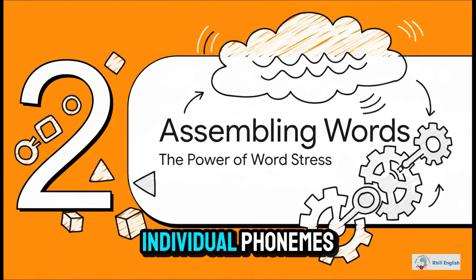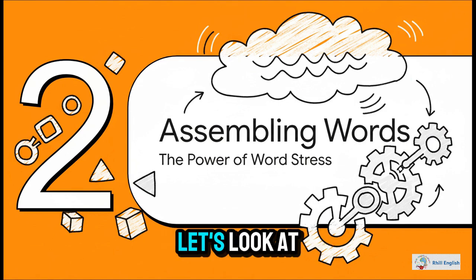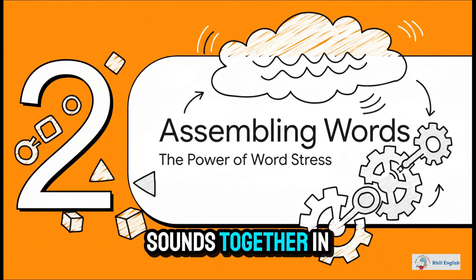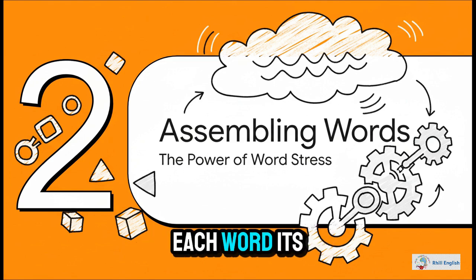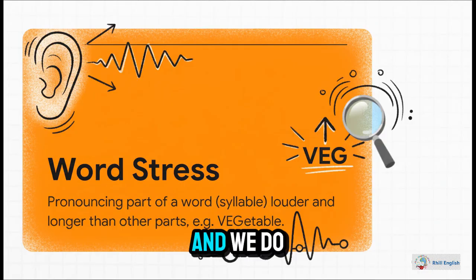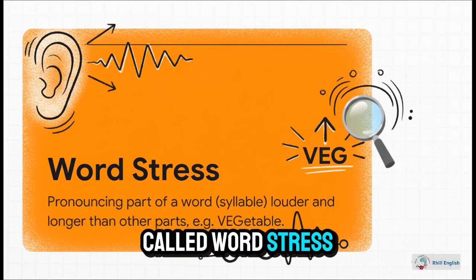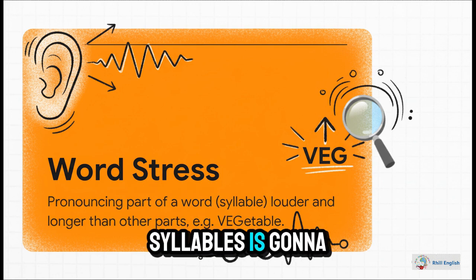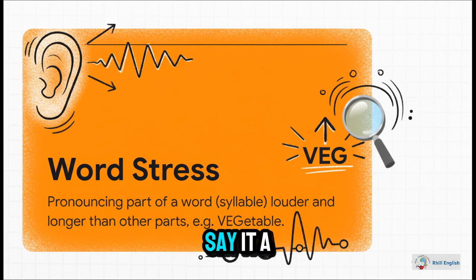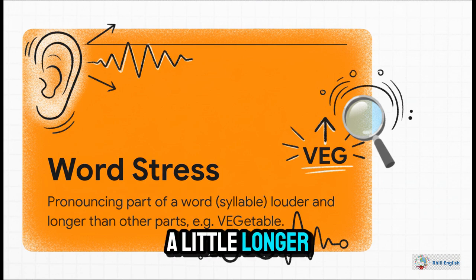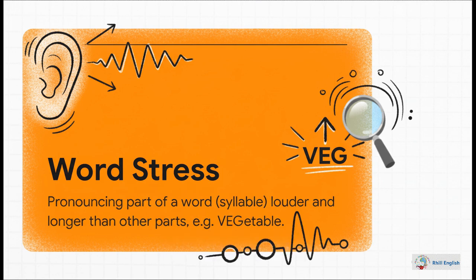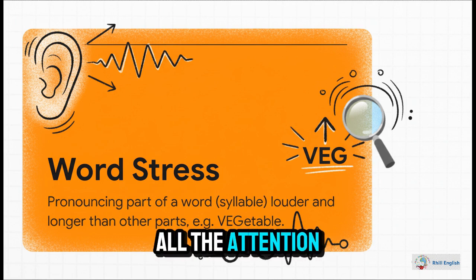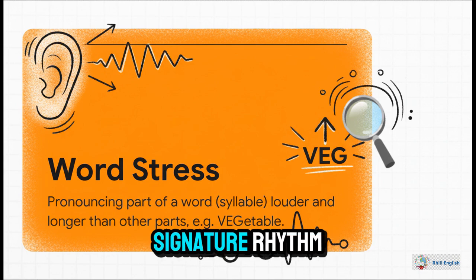Okay, so now that we have the individual phonemes, our building blocks, let's look at how they come together to make words. Because it's not just about stringing sounds together in the right order, it's about giving each word its own unique shape. And we do this through something called word stress. In pretty much any English word with more than one syllable, one of those syllables is going to get pronounced more strongly. We say it a little louder, we hold it a little longer, and our pitch often goes up a bit. Just think about how you say vegetable. See how that first syllable gets all the attention? That's what gives English words their signature rhythm.